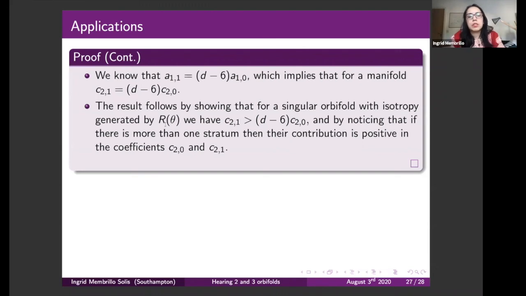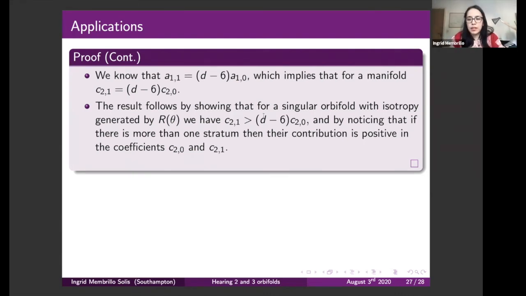And now the result follows by showing that when we look at the relation between C21 and C20 for an orbifold with this special kind of stratum, it will always be an inequality. We also have to notice that if we add more than one stratum, then the contribution to C21 and C20 will always be positive, so the inequality will still hold. All right, so this is the proof of the theorem.